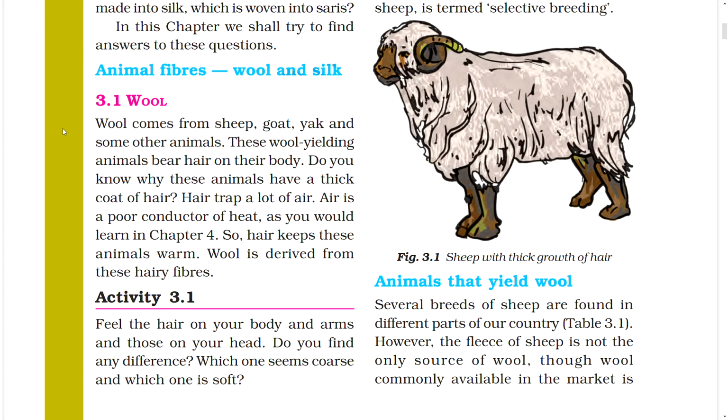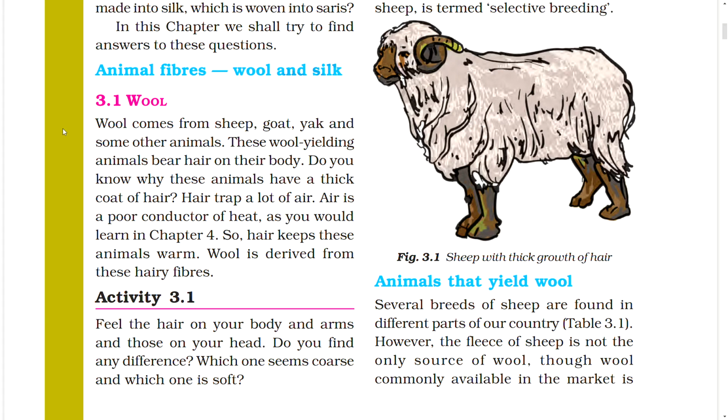Animal fibers, wool and silk. 3.1 Wool. Wool comes from sheep, goat, yak, and some other animals. These wool yielding animals bear hair on their body.